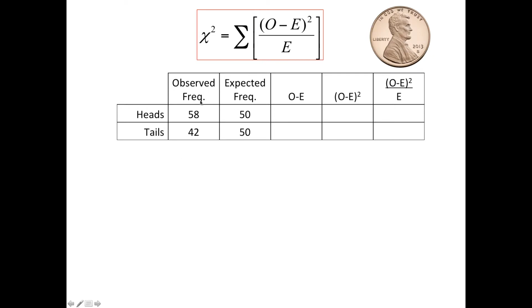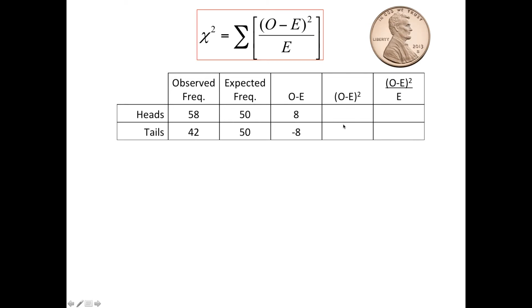So we have our observed frequency. There were 58 heads, and the expected frequency was 50. Our observed frequency for tails, 42, and 50 for the expected frequency. So observed minus expected is simply 58 minus 50, we have 8. Or 42 minus 50, we have negative 8.